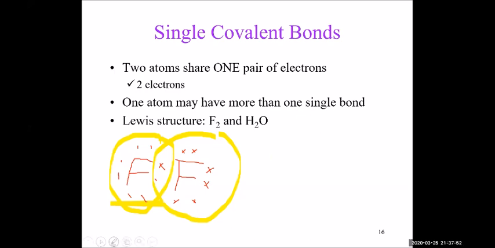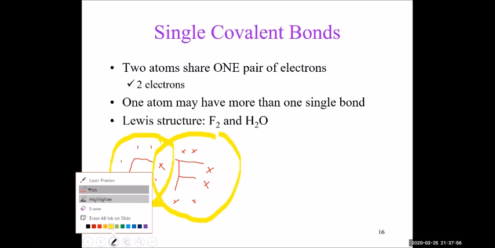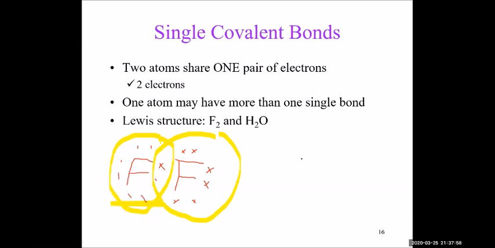And water is very similar. Water is a compound. It has 2 elements. And when water forms bonds, you have oxygen in the middle with 6 electrons, because oxygen is group 6, it has only 6 electrons.